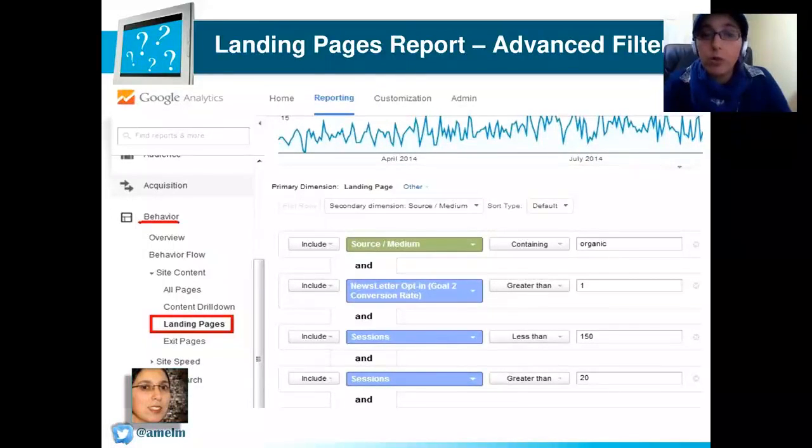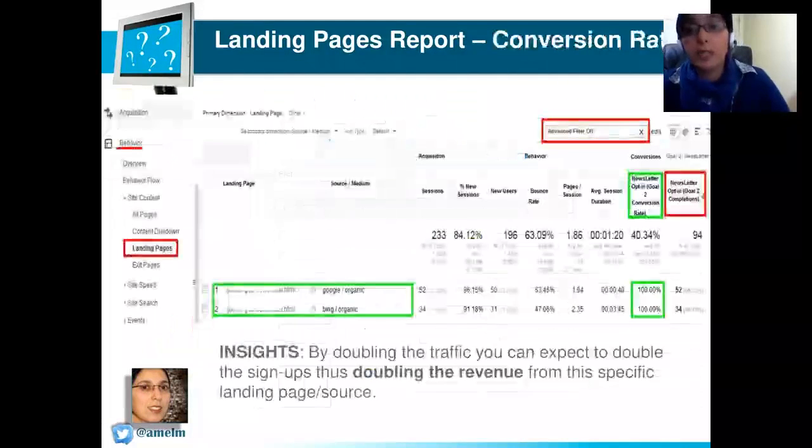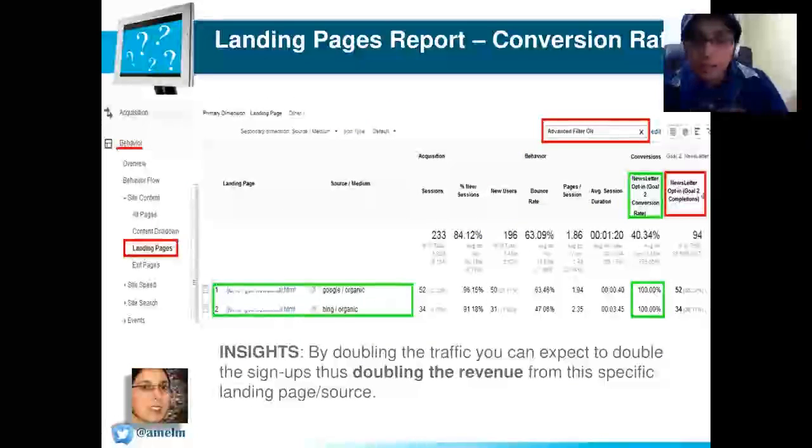For the sessions, now I want, as I said, landing pages with medium traffic. So I have to define what is a medium traffic for me. What is a high traffic page? What is a medium traffic page? For this example, it's a small content site. So I went with, for the sessions, less than 150, and for the minimum, greater than 20. So if a page has more than 20 sessions and less than 150, for this website, it's a medium traffic page. This is an example, but at the end of the day, you decide what is defined as a medium traffic page.